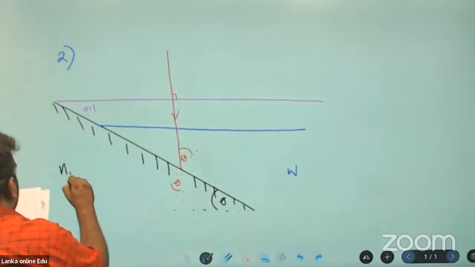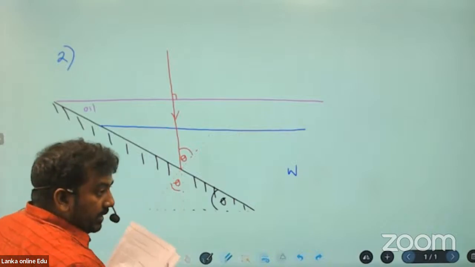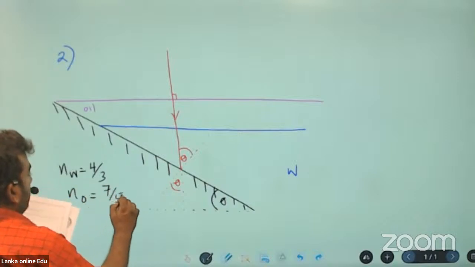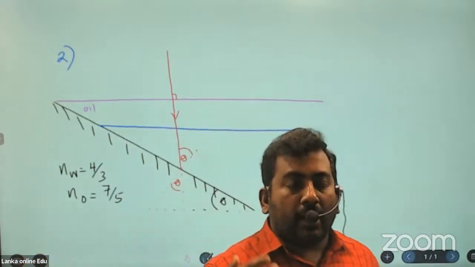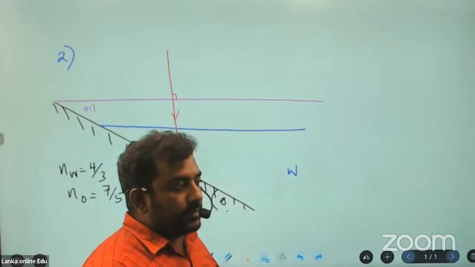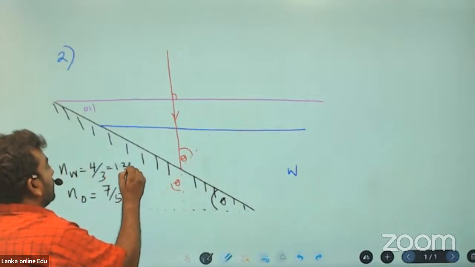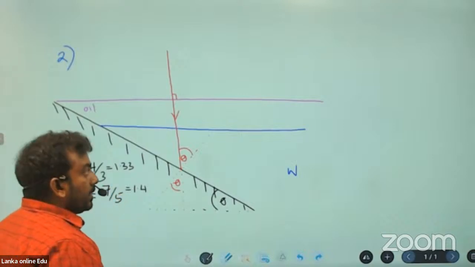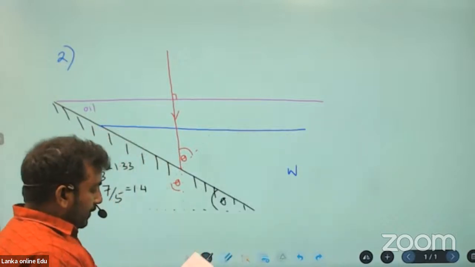So the refractive index of water is 4 over 3, which is 1.33. The refractive index of oil is given as 7 over 5, which is 1.4. Remember, optical density is different from physical volumetric density. So this is 1.33, this is 1.4. Oil is more optically dense, with a higher refractive index.